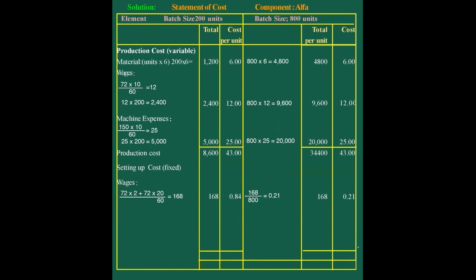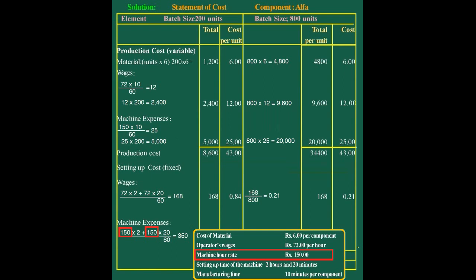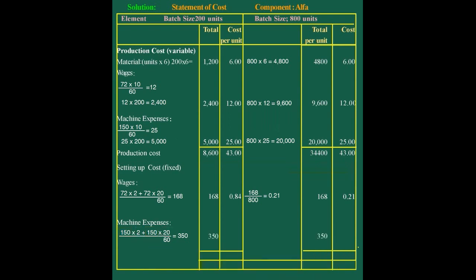Same calculation for machine expenses. Machinery rate is 150. Now 150 into 2, for 2 hours 150 into 2 plus 20 minutes, 150 into 20 by 60, that comes to 350. That remains same for any batch. So total setting up time of machine expenses for 200 units also 350, 800 units also 350. When you divide 350 by 200, 1.75, and when you divide 350 by 800, it is 0.44.